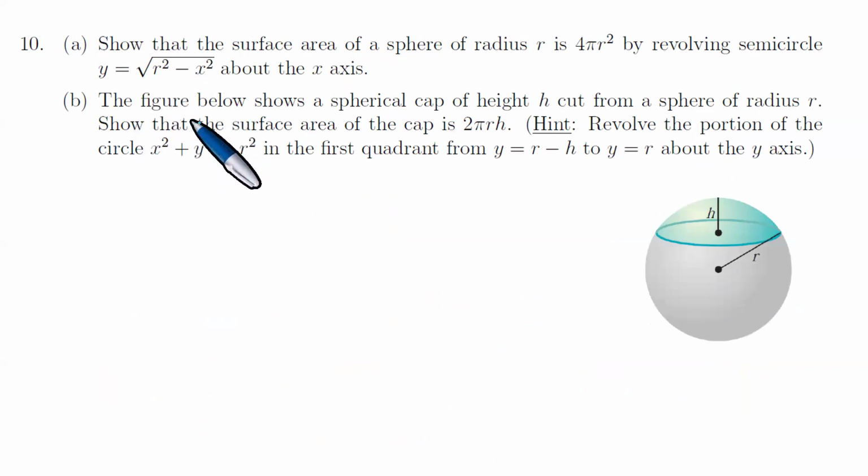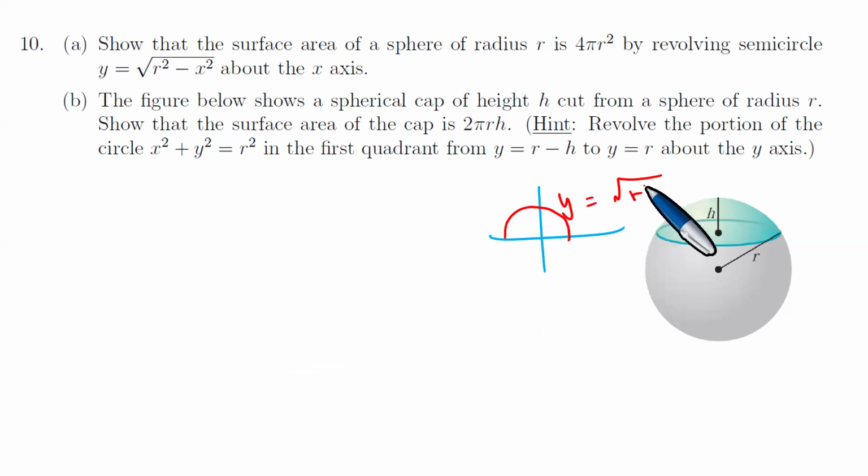Show that the surface area of a sphere of radius r is 4 pi r squared by revolving the semicircle about the x-axis. So obviously now, if you look at the semicircle revolved about the x-axis, okay, the semicircle y is positive. So the semicircle is going to be here. Y is the square root of r squared minus x squared, and then this is y and then x.